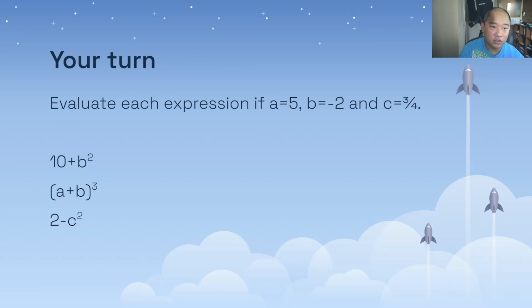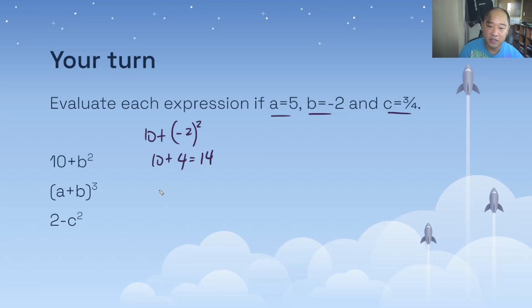Your turn. Evaluate each of these if a equals 5, b equals -2, and c equals 3/4. Welcome back. All right. So 10 plus b squared, which is -2 squared, which is 4. 10 plus 4 is 14.